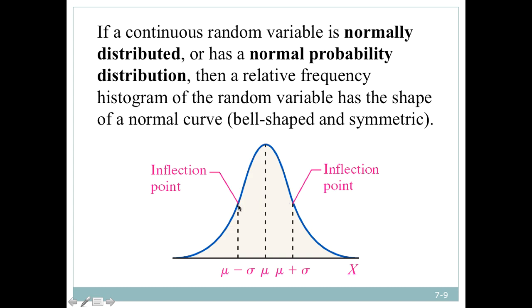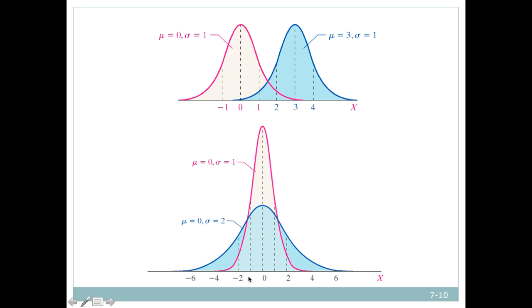Now, there are two inflection points. You don't have to worry about these too much, but inflection points are when the concavity of your graph changes, so when it goes from concave up to concave down. And this happens at mu minus sigma and mu plus sigma. Now again, mu is your mean. This is from a previous chapter. Sigma is your standard deviation.